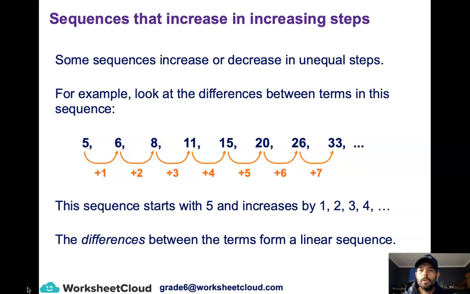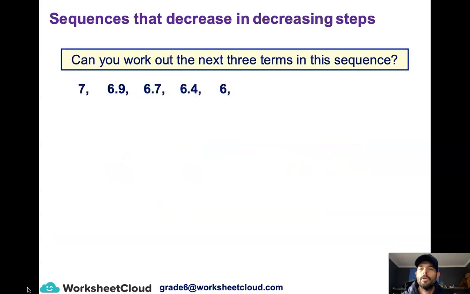Okay, the difference. So this is important. The sequence itself is not linear, but the differences between the terms form a linear sequence. You can see the differences make 1, 2, 3, 4, 5, 6, 7, 8, 9, 10, etc. That's linear, but the actual sequence itself is not linear because it increases in unequal steps. So have a go, see if you can work out the next 3 terms in this sequence.